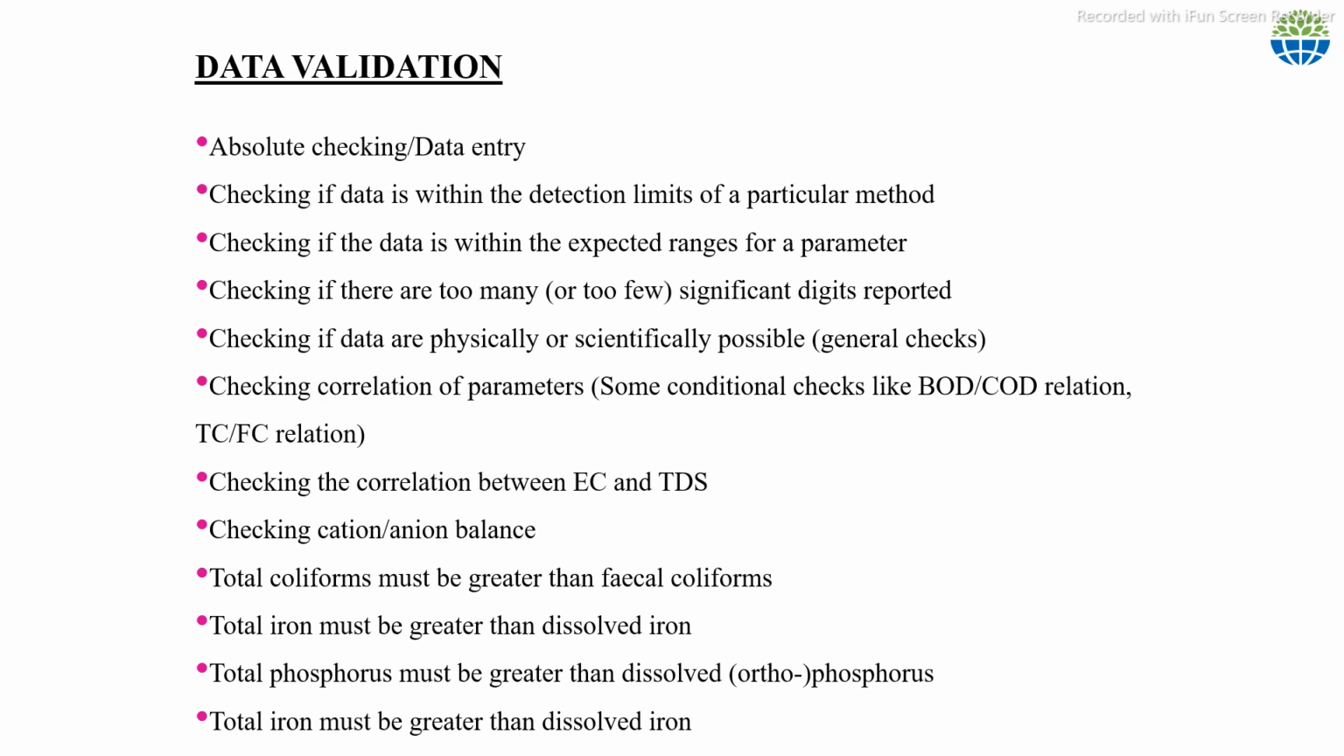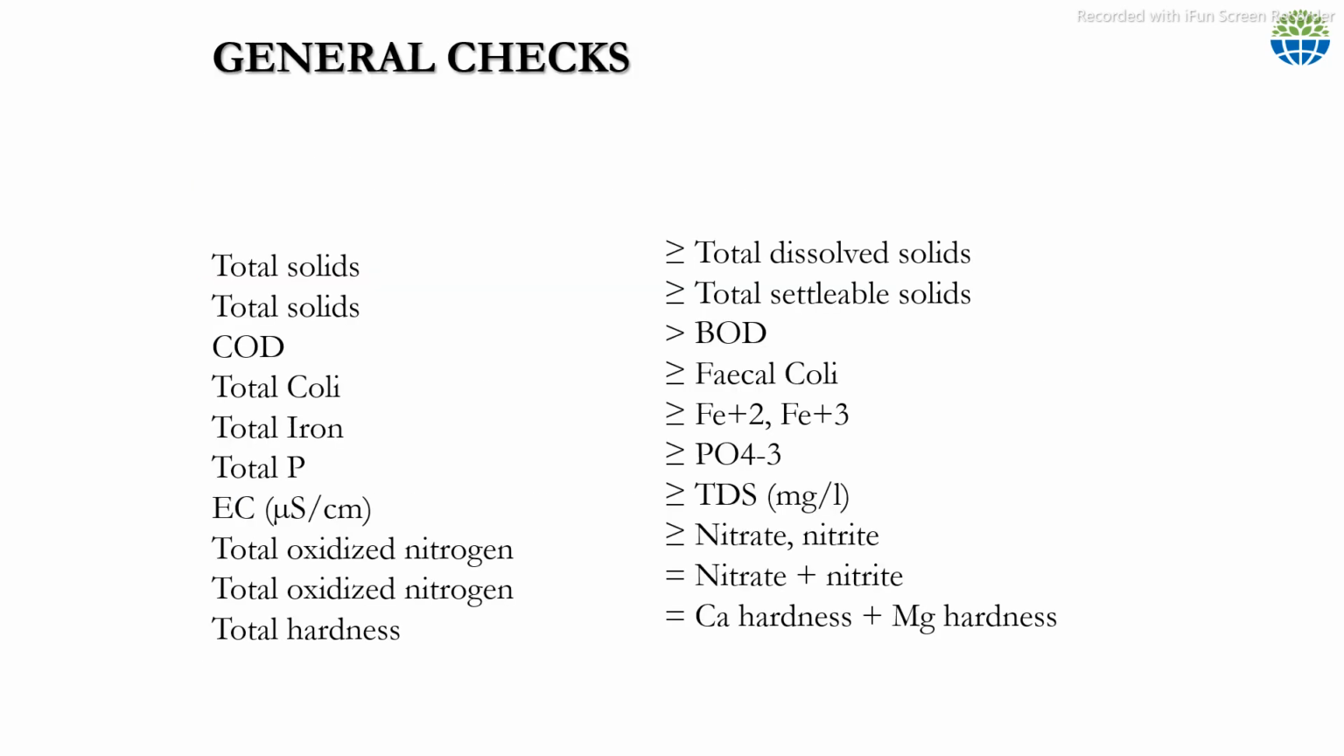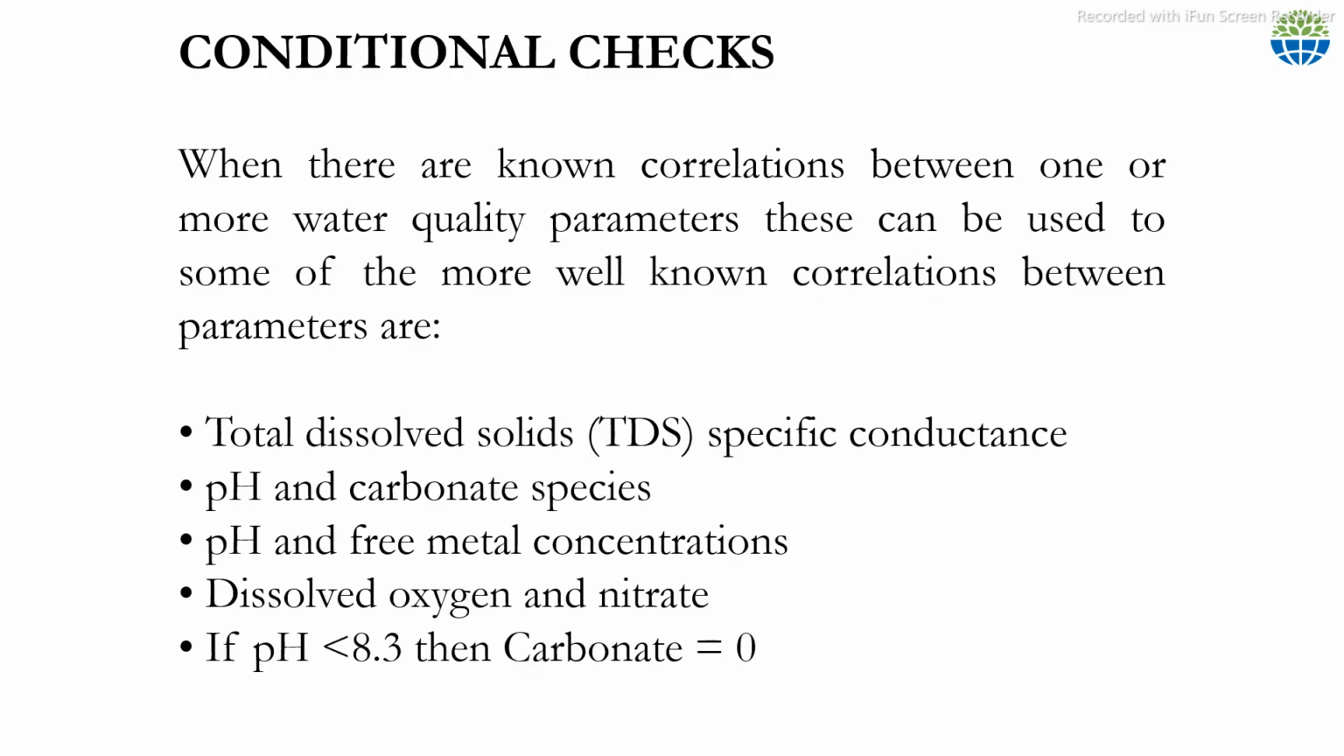These are known as general checks. Also checking correlation of parameters like BOD-COD relation, TC-FC relation, etc. Checking the correlation between electrical conductivity and TDS, checking cation-anion balance. Total coliform must be greater than fecal coliform. Total iron must be greater than dissolved iron. Total phosphorus must be greater than dissolved orthophosphorus. There are some general checks: COD should be greater than BOD, total coliform, phosphate, EC should be greater than TDS, hardness should equal Ca and Mg hardness.